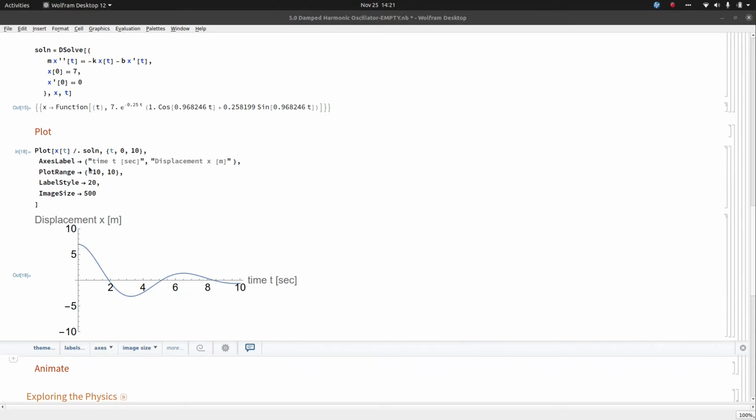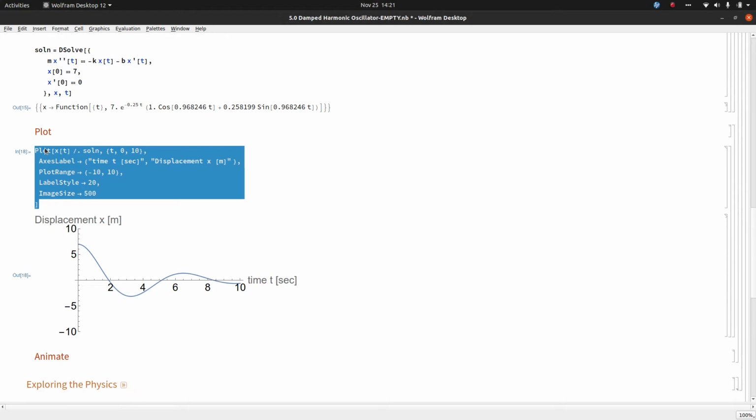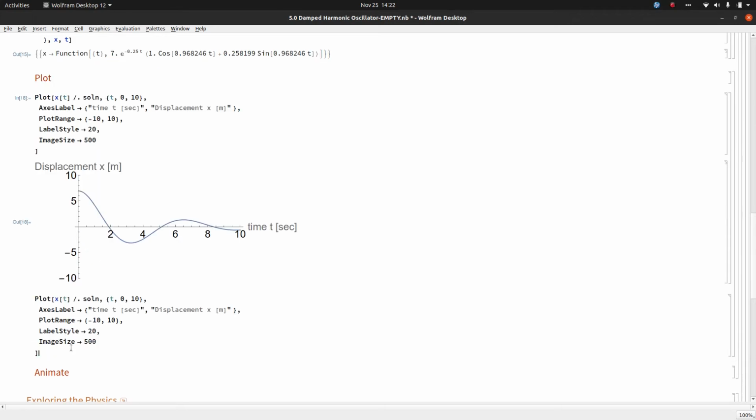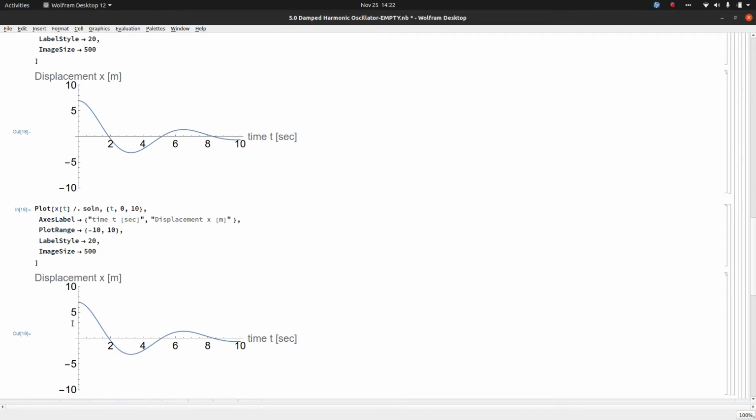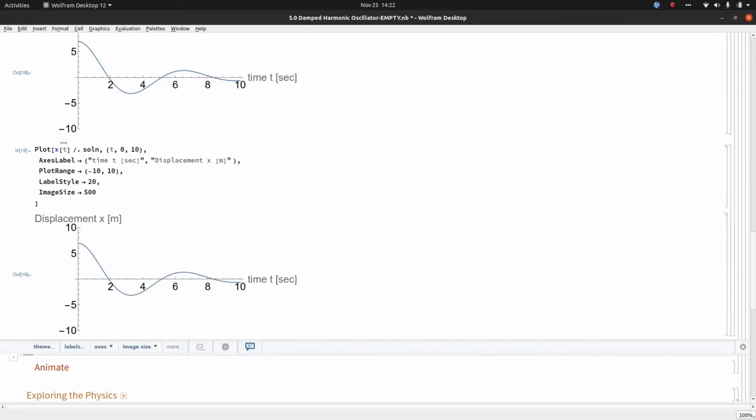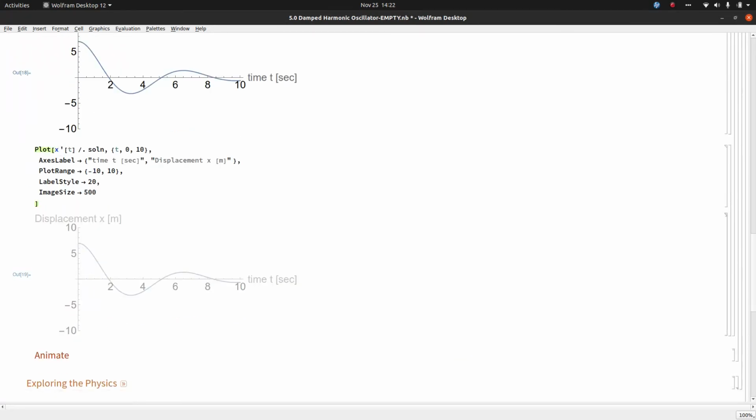Now, what's fun is once I have this plot for position as a function of time, it's very easy to get plots of other functions. So I'm just going to copy and paste this. Copy and paste that whole thing. If I run it again, I get the same plot. It's just position as a function of time. But all I have to do is change this to the velocity, x prime.